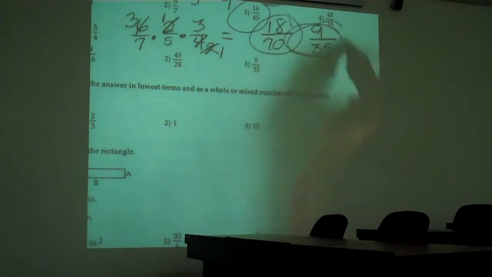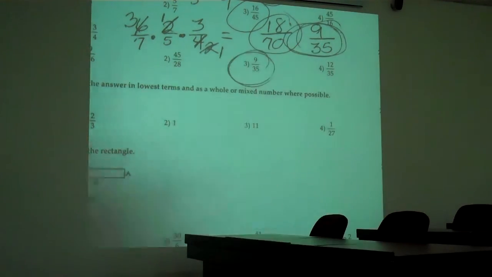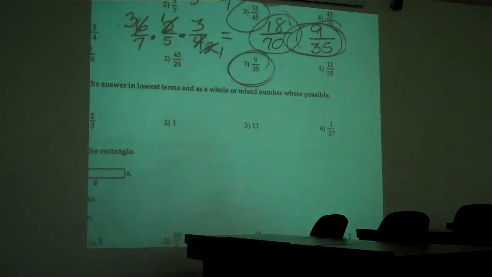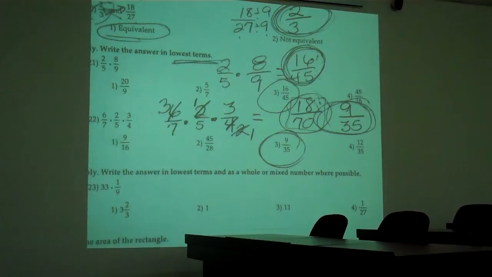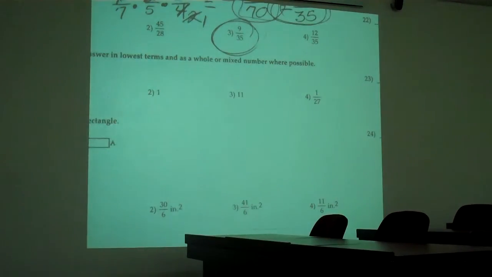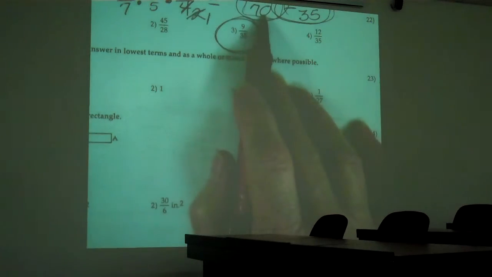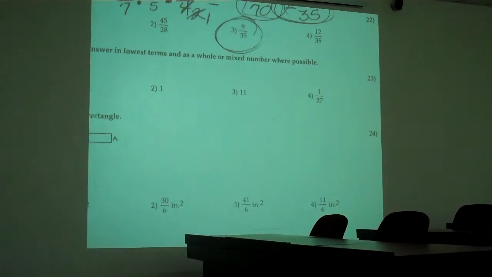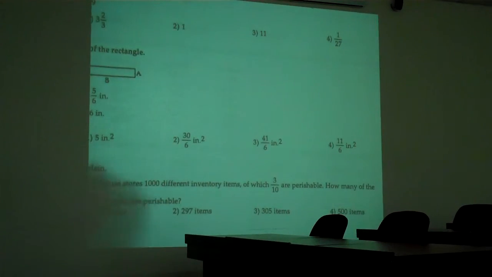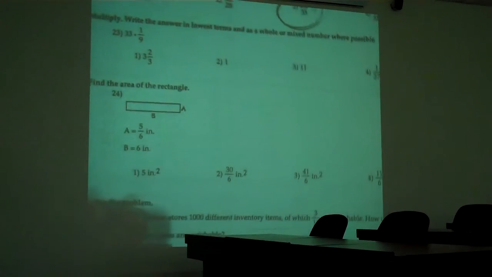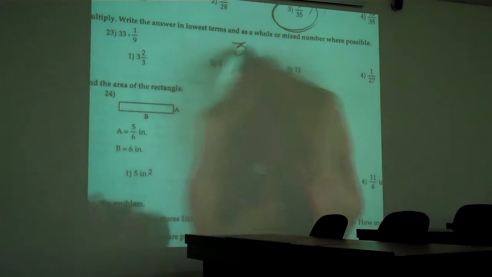So this is reduced all the way, 9 over 35. If you got this, it wouldn't be reduced all the way, and it says lowest terms. So make sure that you reduce it all the way. If you get to there and you see you can reduce, go ahead and keep reducing, because you might have missed something like this. Okay, multiply 33 times 1/9.